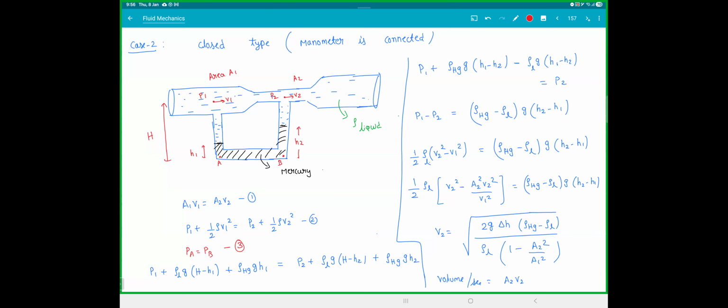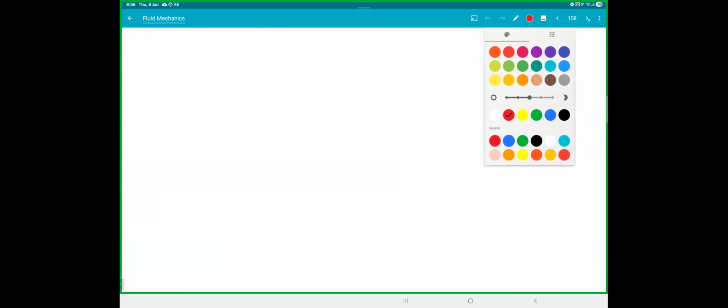That's your third one. If you see in fluid dynamics, the first one was velocity of efflux. The second thing is your aeroplane wing and the Magnus effect. The third thing is your Venturi meter. The fourth one is a siphon.